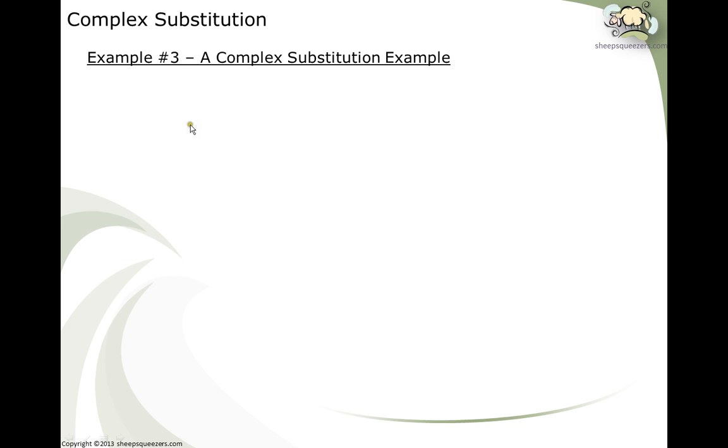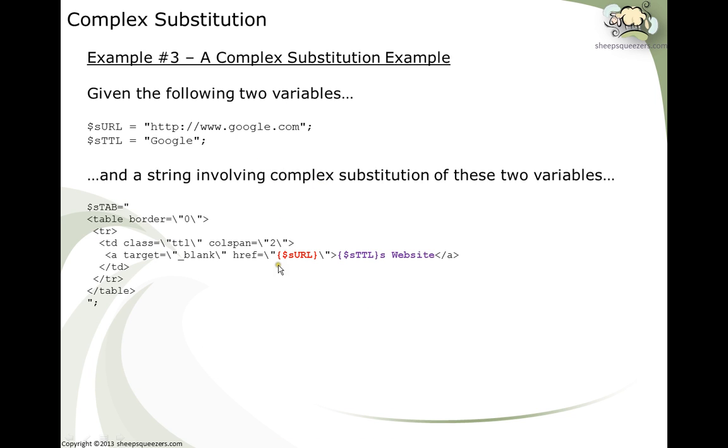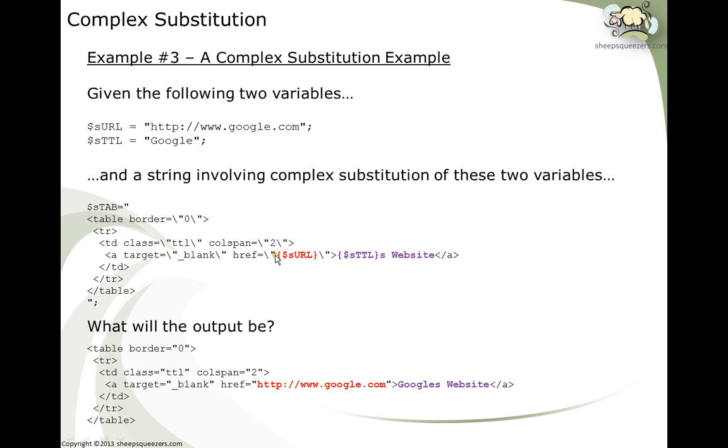So, for example, given the following two variables, same as before, $SURL, Google's website, the title is still Google, and the following text strings, same as before, except we have used complex substitution, left curly brace, $SURL, and right curly brace, and then left curly brace, $STTL, right curly brace, and then the S for the pluralization. What will the output be? Well, PHP will say, oh, here we have complex substitution, and anything in those curly braces is replaced with the appropriate value for that variable. So this becomes Google's website here, which appears here in red, and then this is the word Google, and then we have Google's website, without the apostrophe, of course.